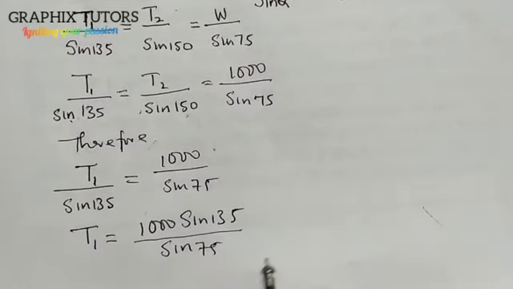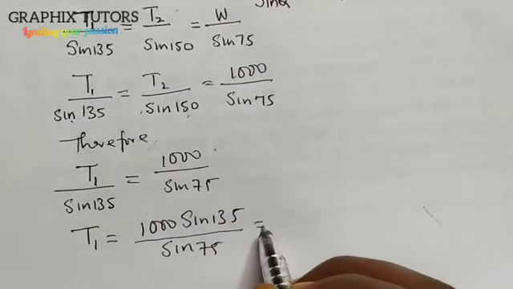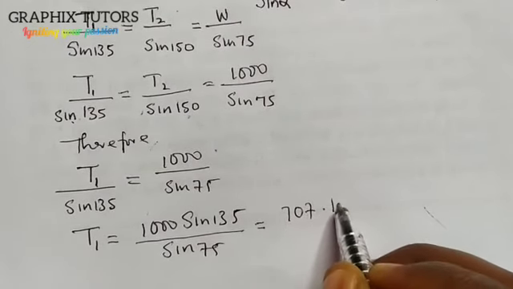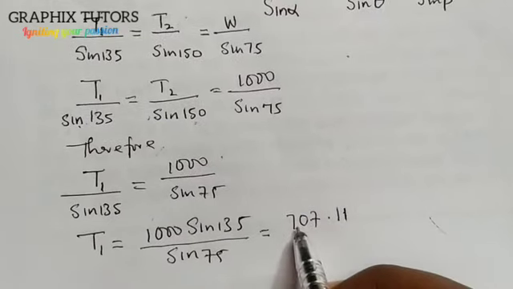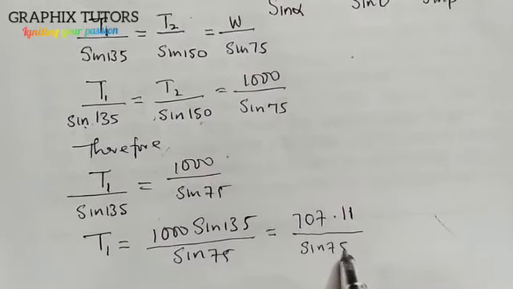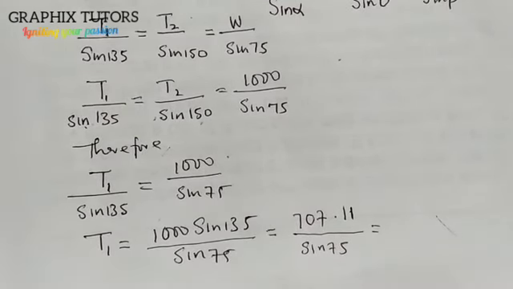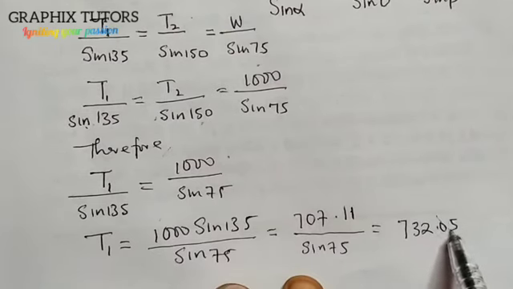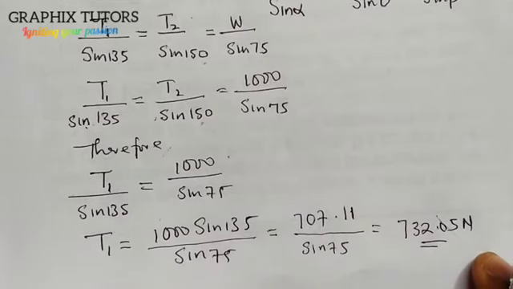So the calculator will give this. 1000 sine 135 is going to give us 707.11, all over sine 75. Divided by sine 75, that will give me 732.05 Newton. So that is the tension T1.